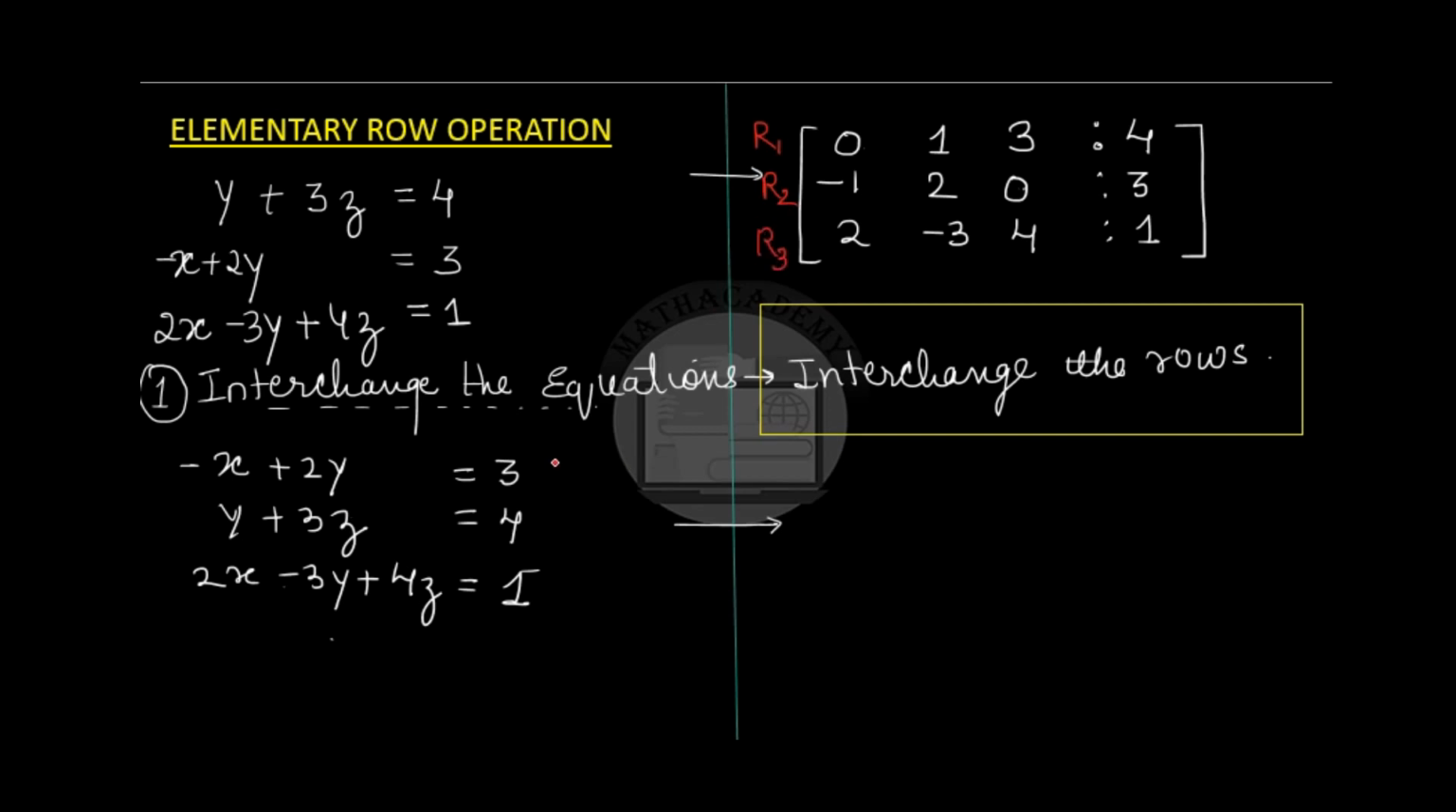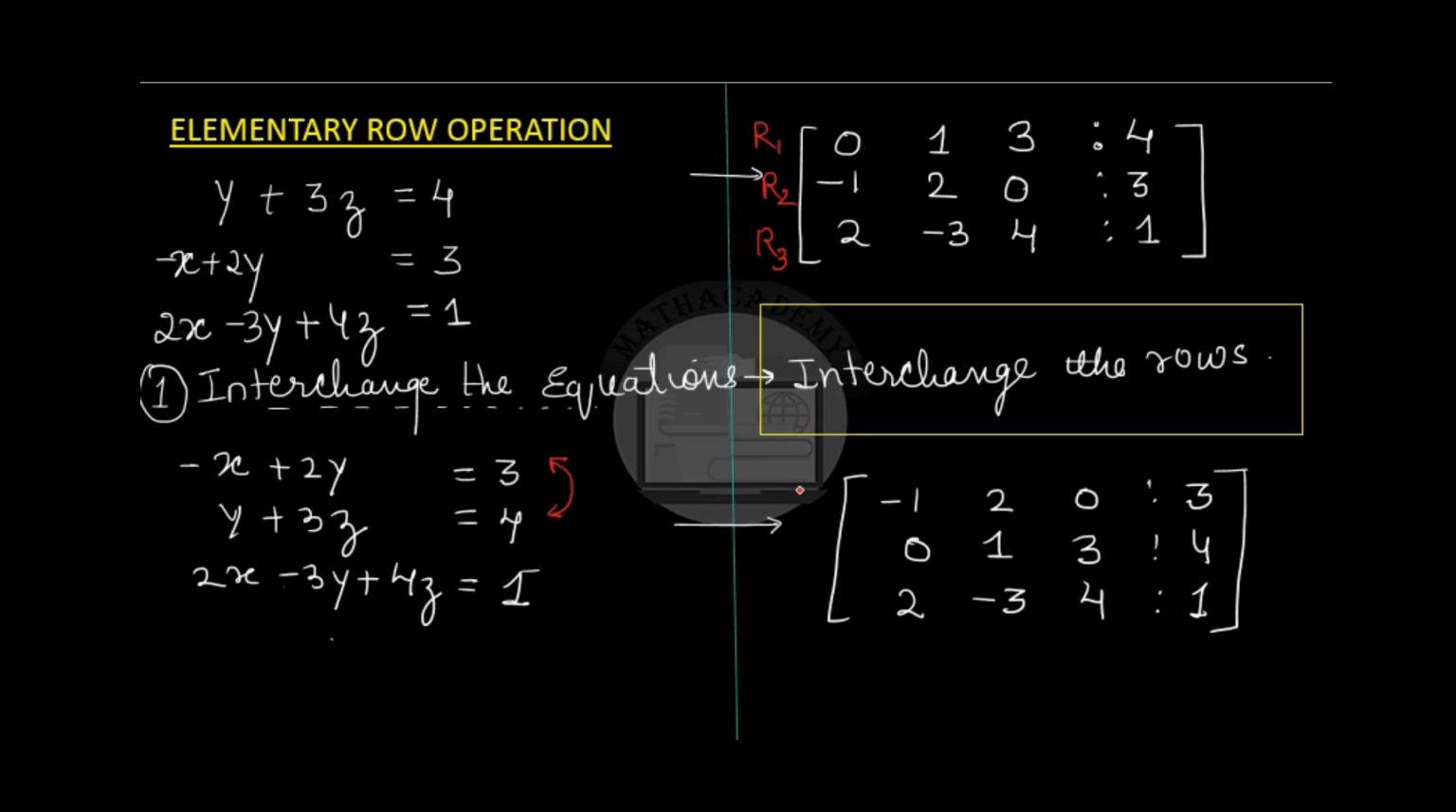And what operation have we done? We have interchanged the first and the second equation. This means that we will have to interchange the rows of the matrix. Row 1 and row 2 will be swapped. So what will be our resultant matrix? -1, 2, 0, 3, and then we will have 0, 1, 3 and 4. So here we have swapped row 1 and row 2. We have done a swapping.